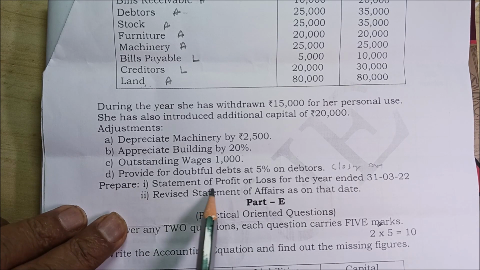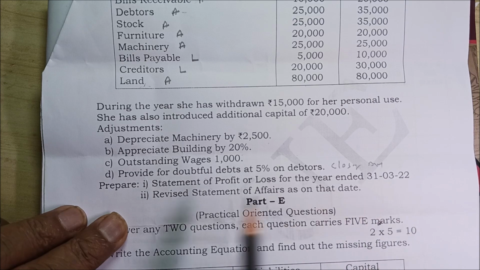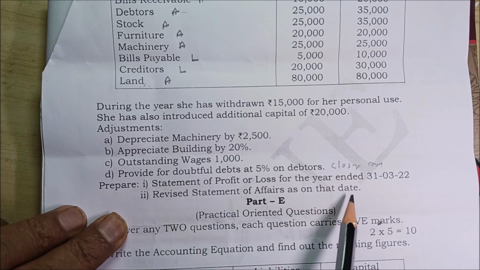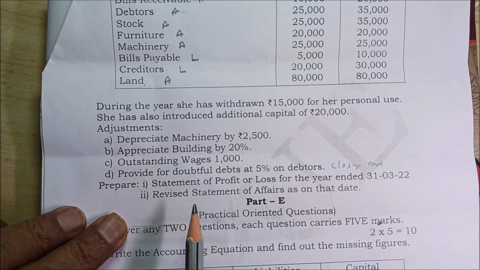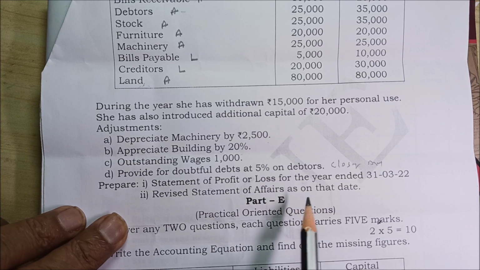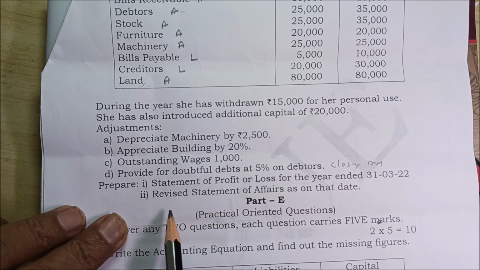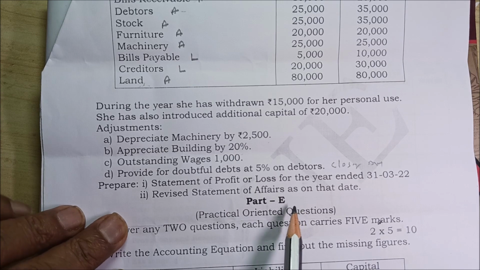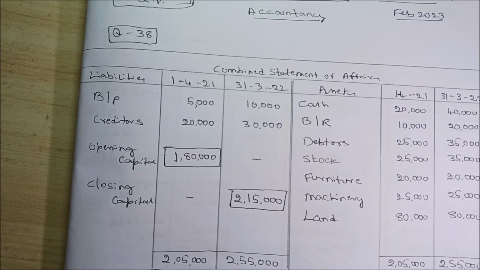Right. Prepare a statement of profit or loss for the year ended 31/3/22 and revised statement of affairs as on that date. Nobody will say prepare opening statement of affairs or closing statement of affairs. It is implied; with the help of that only you can prepare the statement of profit or loss and revised statement of affairs. So, first we have to prepare the combined statement of affairs.